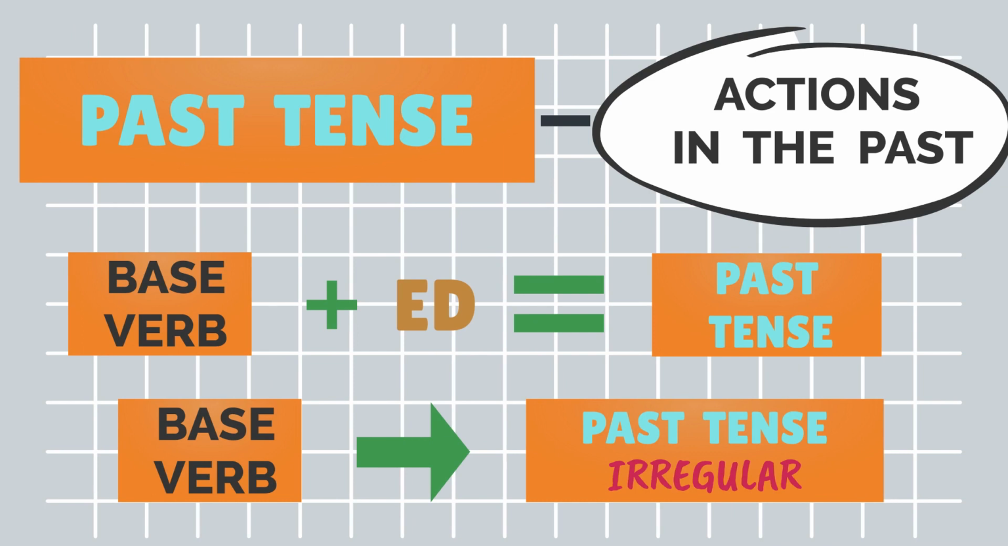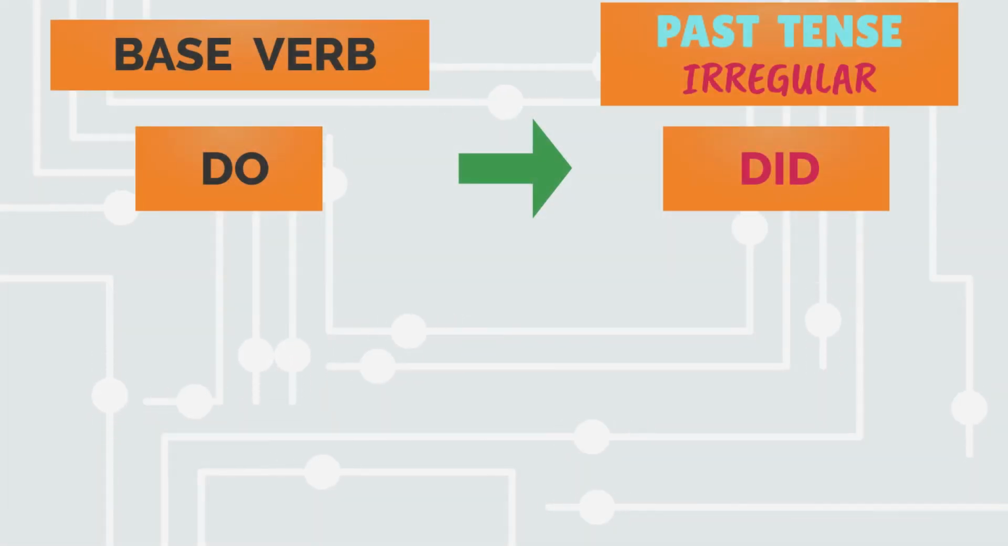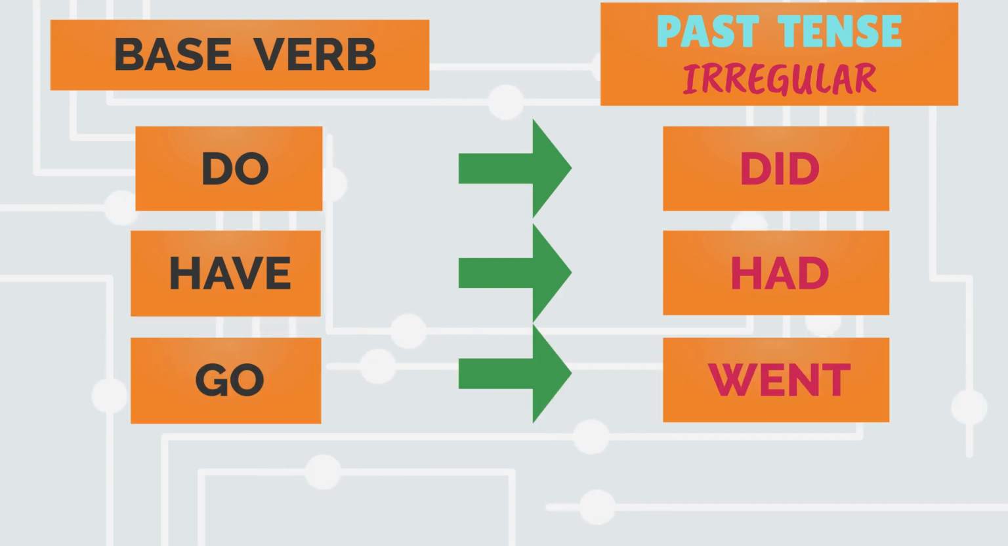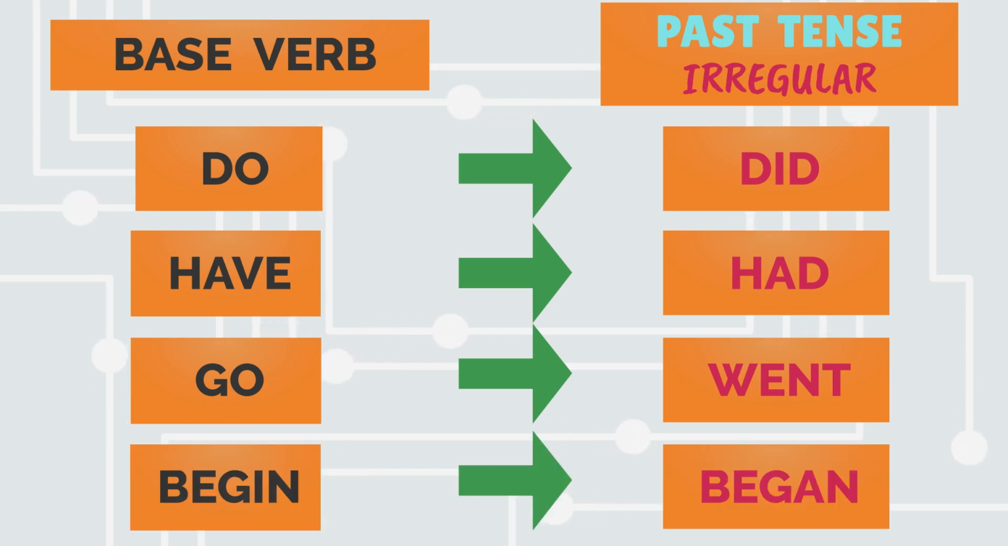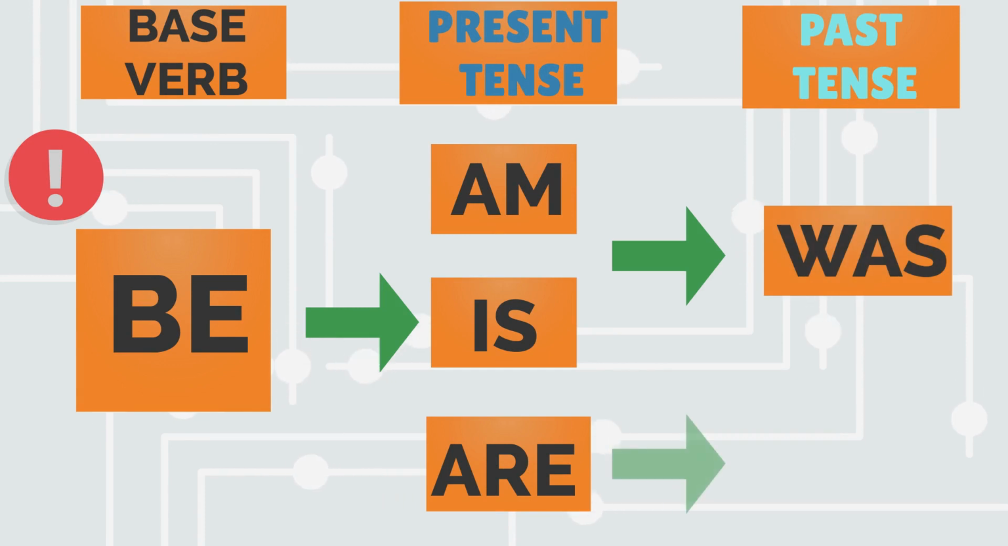But some verbs are irregular in the past tense. Do, did. Have, had. Go, went. Begin, began. Was, were.